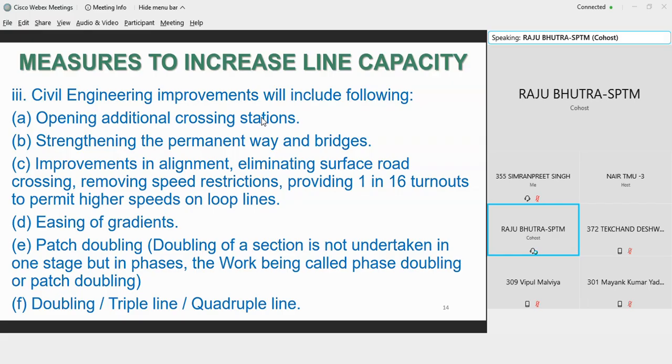So likewise, we can increase the number of lines to increase the line capacity, but it is a very costly proposition. It is the last step, after all other measures have been adopted and the line capacity constraints are still there. Then we can go for additional lines, double line, triple line, or quadruple line.